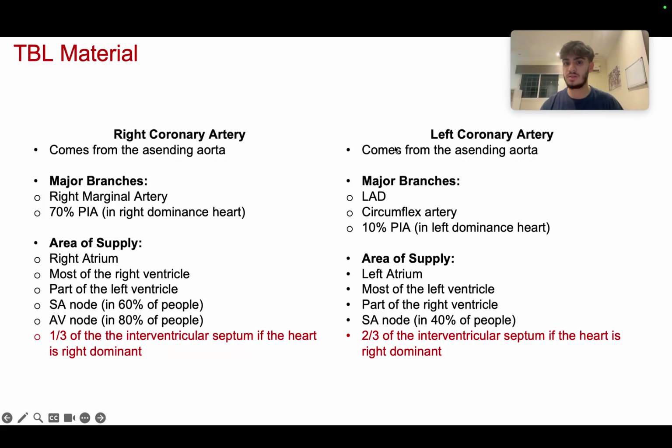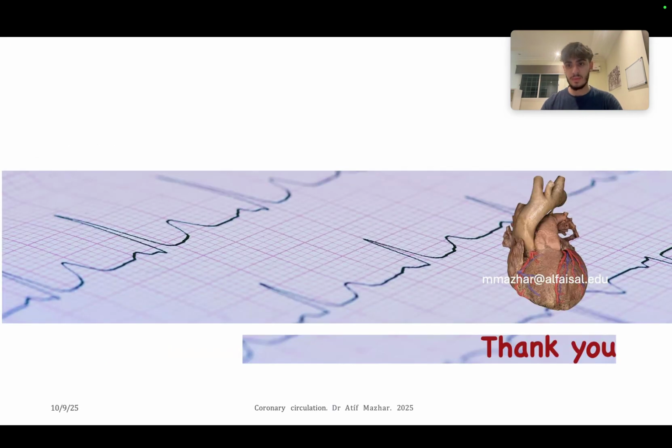The left coronary artery also comes from the ascending aorta. The major branches of the left coronary artery are the LAD and the circumflex. 10% of the time, it gives the PIA in a left dominant heart. For the area of supply, you have the left atrium this time, most of the left ventricle, a part of the right ventricle, and in 40% of the population the SA node. You also have two thirds of the interventricular septum supplied by the left coronary artery in a right dominant person. However, if it's a left dominant person, then it's going to be the whole interventricular septum. And yeah, thank you.